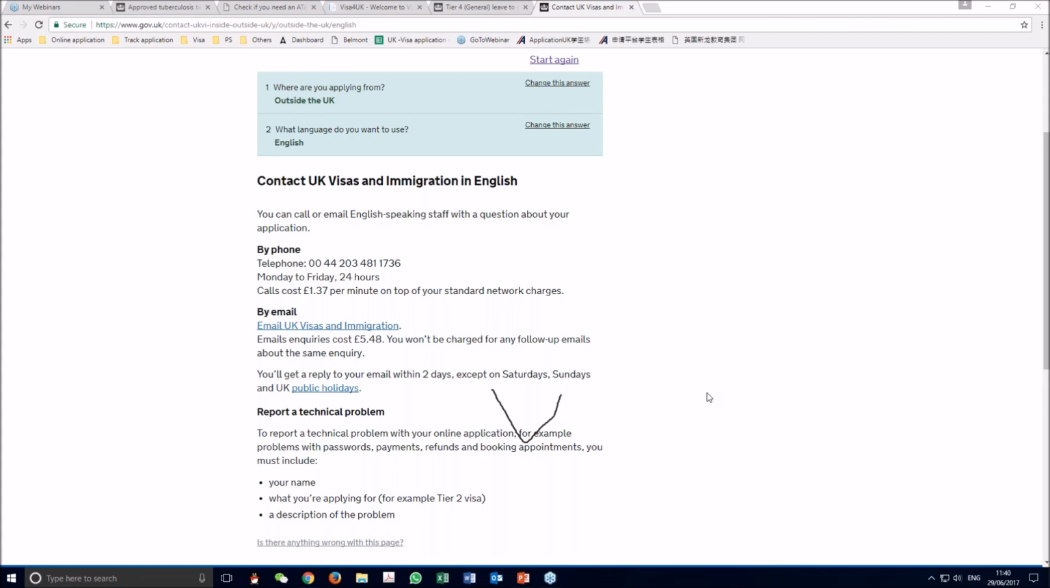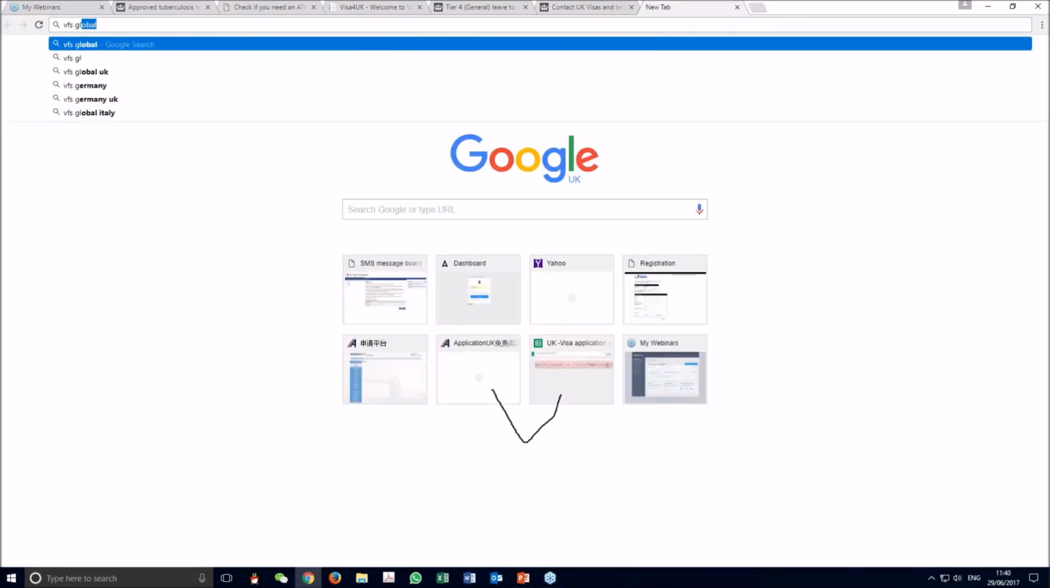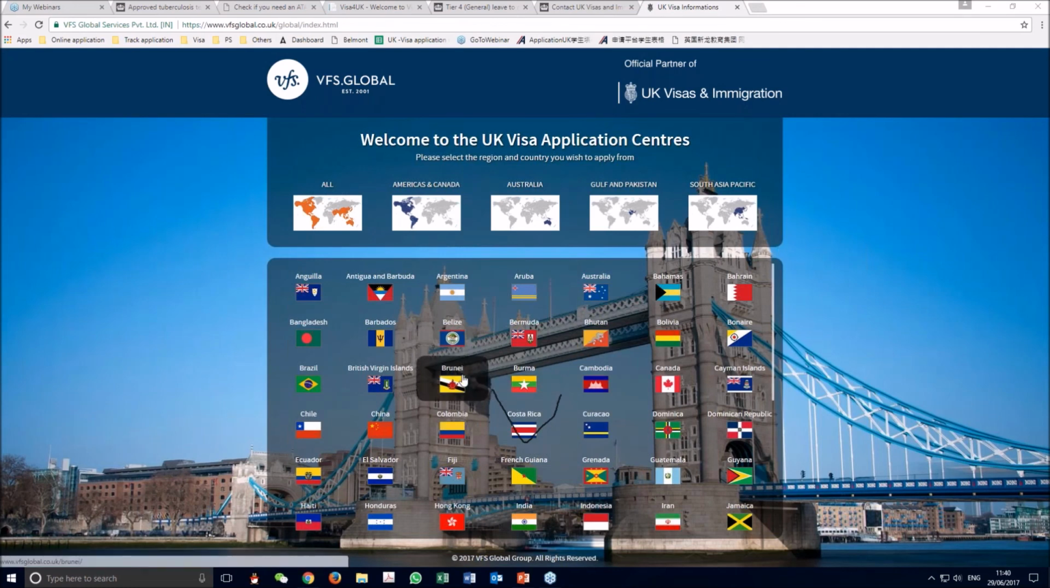For other countries I don't know. The best way to find this out is to go to the VFS Global website. Let me just quickly show you VFS Global. From this website, it will take you to the visa application centers in different countries. If you go into the Visa Application Center website, it will probably list all the services available. So this is probably the approach I would use to find out what kind of visa service is available at different visa application centers.